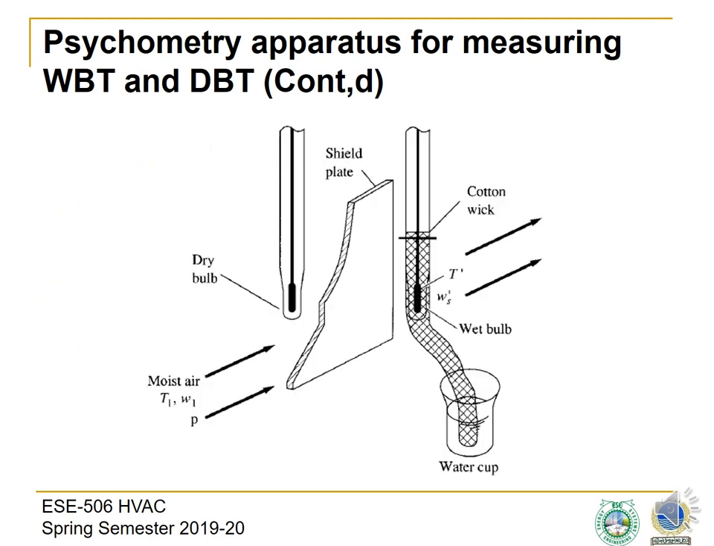This is another view of psychrometry apparatus for measuring wet bulb and dry bulb temperature. So different types of systems are available for measuring wet bulb and dry bulb temperature.